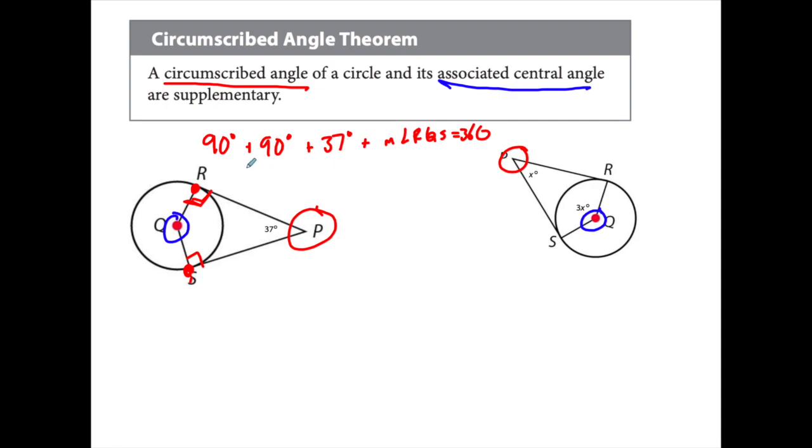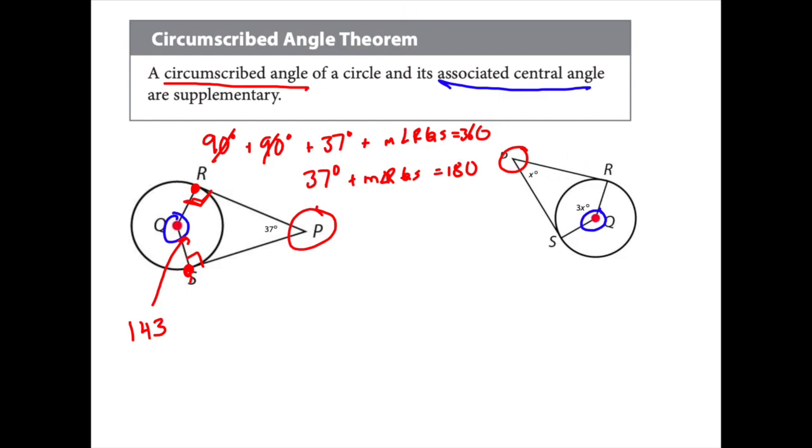So if we do some math and take a look at what if we were to eliminate 90 and 90, by subtracting them on both sides, well, you see what you get is 37 plus m of RQS is equal to 180. And by definition, that means these are supplementary. And then, of course, you could solve, and you could see that the measurement of Q has to be equal to 143 degrees. So when you add 37, right, you get 143 plus 37, which is 180.